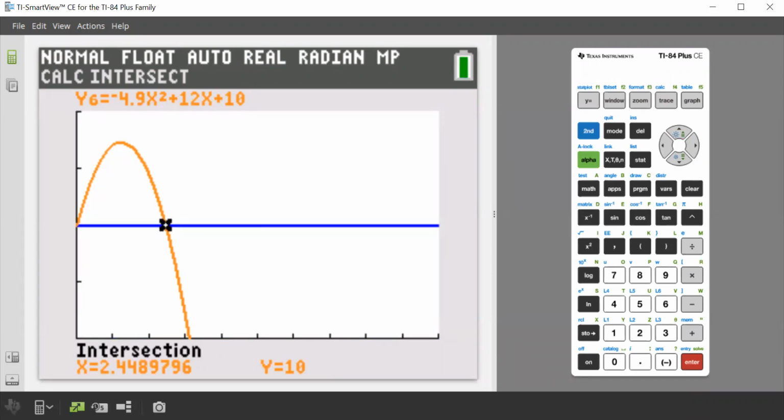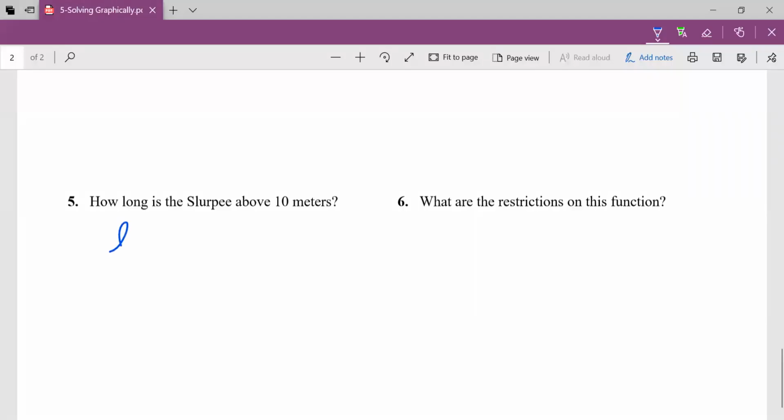So how long was this Slurpee above that height? Well, it was above for 2.45 seconds. This is a very, very common question, how long is it above. So what we did here was we let a different y value equal 10, and we found that point of intersection, and we said it was about 2.45 seconds.